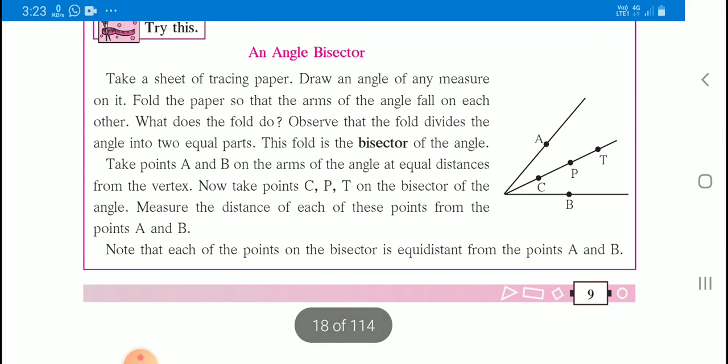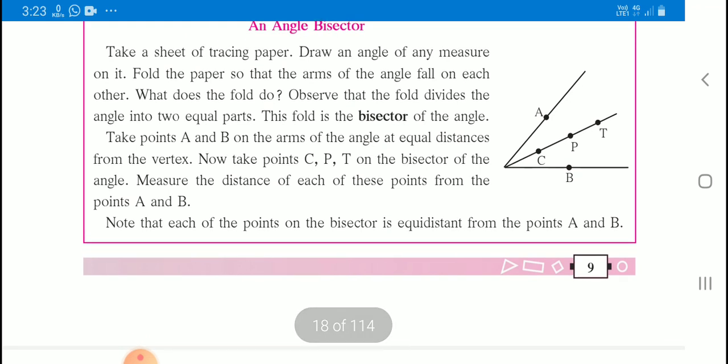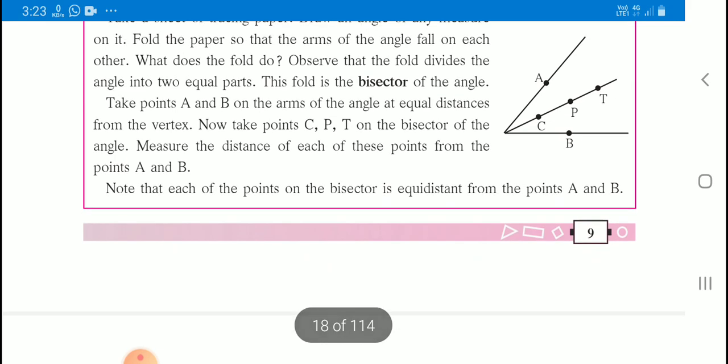You can see in the figure, here they given the 2 points A and B, and middle they given the line segment. It contains the points C, P and T. Take points A and B on the arms of the angle at equal distances from the vertex. Now take points C, P, T on the bisector of the angle. Measure the distance of each of these points from the points A and B.